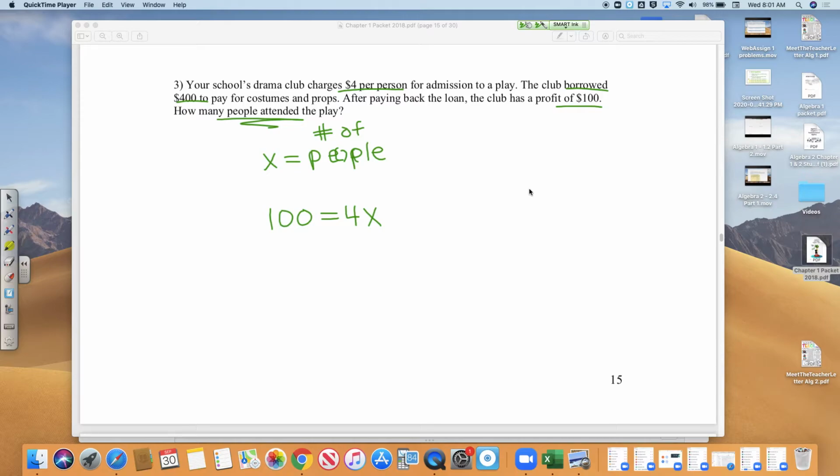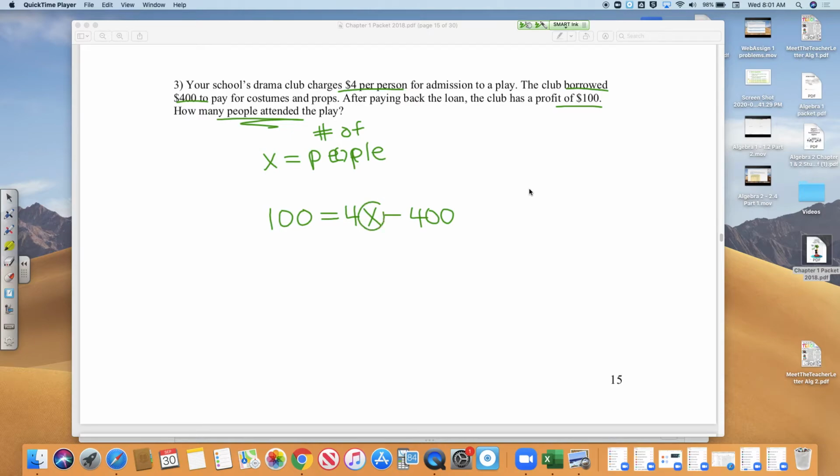Now the last thing we have to include here is that they borrowed $400 to pay for costumes and props. So if they're borrowing it, and this equation is representing the amount of profit they make, borrowing $400 would be subtracting $400 from the amount of profit that you make from selling your tickets. So it would be minus $400 like this. So this would be the equation you would use to solve this problem. Once you have your equation, now you would just use the steps we learned yesterday to solve it.